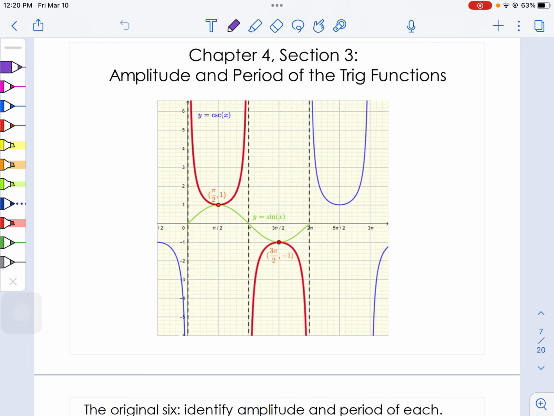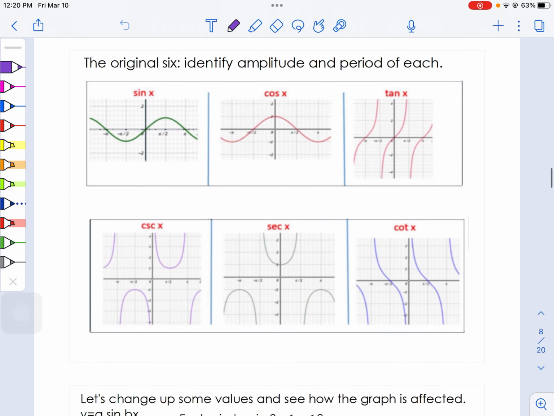This video is going to be for amplitude and period of trig functions. All right, so here's the original 6. We're going to just go through and look at the amplitude and period of each.